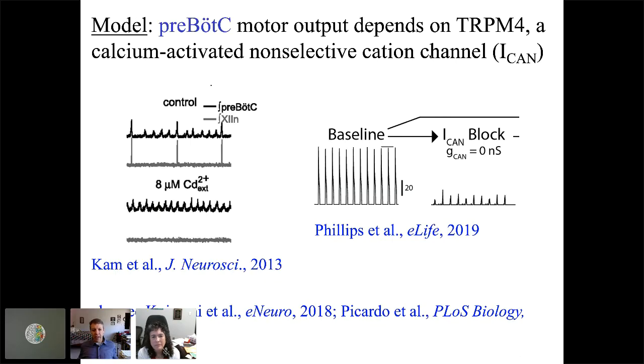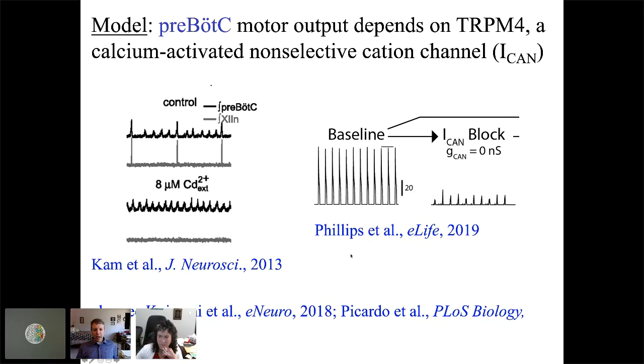Okay, so an ICAN. So if we interfere with ICAN, for example, by applying cadmium onto a brain slice, you can see that the bursts disappear in the pre-Bot, and we only get burstlets. So disrupting ICAN compromises the recruitment into the full bursts. This is a simulation from a model that my postdoc Ryan Phillips produced to study ICAN during his PhD work, and you can see the same effect in the model.